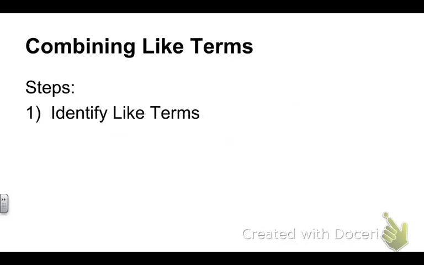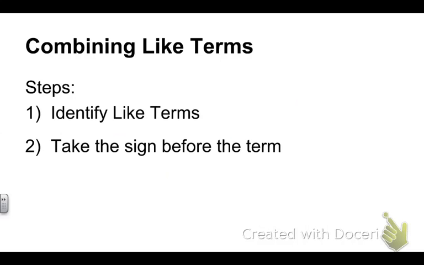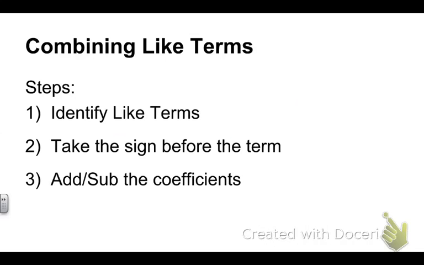So tomorrow we're going to spend a lot of time combining like terms. And so there's a couple steps. First of all, you need to identify like terms. Which ones look alike? You have to take the sign before the term. That identifies it if it's positive or negative. But don't forget, if there's those ugly, nasty double signs, you've got to get rid of them. Right? Nothing we learn is going away, you guys. So double signs, you've got to get rid of them. And then just add and subtract the coefficients.